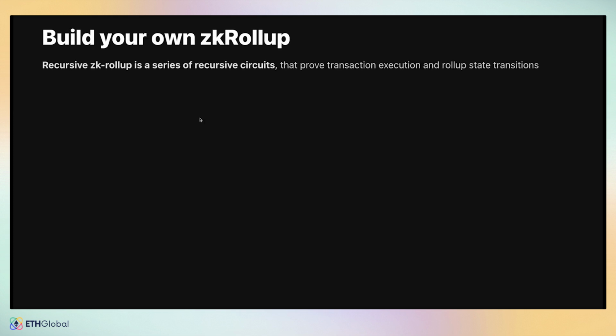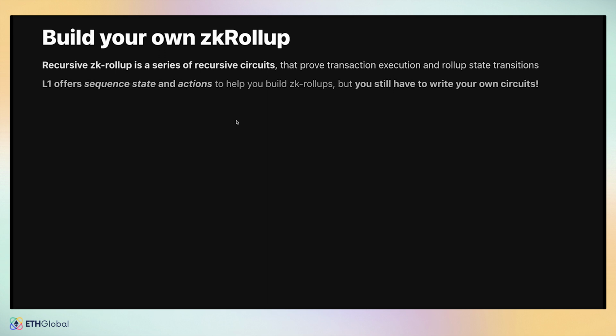So you want to build your own ZK rollup, right? You have your smart contract, you have your concurrency issues, and you want to address those somehow. So you can build a recursive ZK rollup that's going to be a series of recursive circuits that prove that transaction, or as Brandon was asking, action, execution, and the state transitions behind the business logic that's being executed. So a state transition is effectively Merkle tree operations.